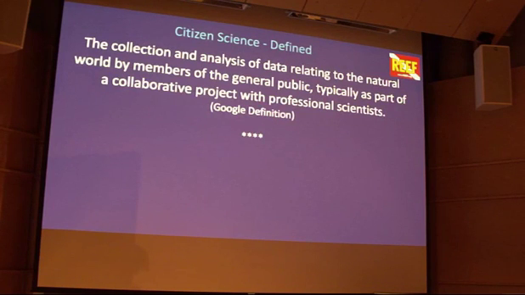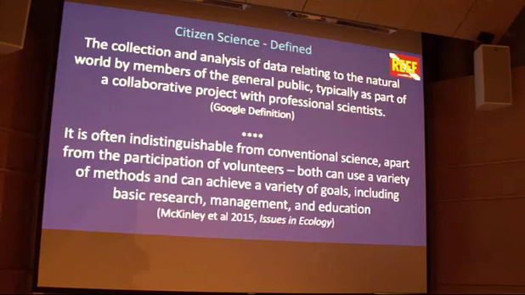If you just Google the definition of citizen science, this is what you get: the collection and analysis of data relating to the natural world by members of the general public, typically as part of a collaborative project with professional scientists. That's a pretty good encapsulation. Interestingly, the term citizen science was added to the Oxford Dictionary in 2014. It also made its way into some White House documents last year, kind of formalizing the need for citizen science.